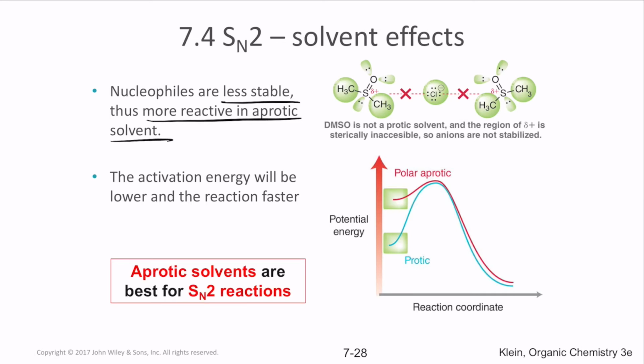Now the activation energy will lower and the reaction will become faster. When you use a protic solvent, you need a lot of activation energy, but when you use an aprotic solvent, you require a small amount of energy, because the nucleophiles are generally less stable, and because they are less stable, they become more reactive in aprotic solvents. So remember this: aprotic solvents are the best for SN2 reactions.